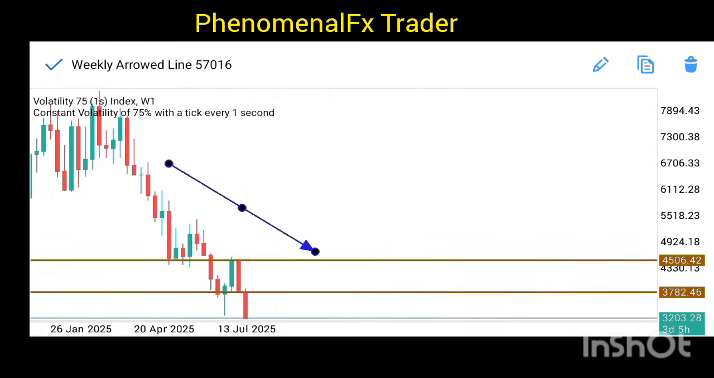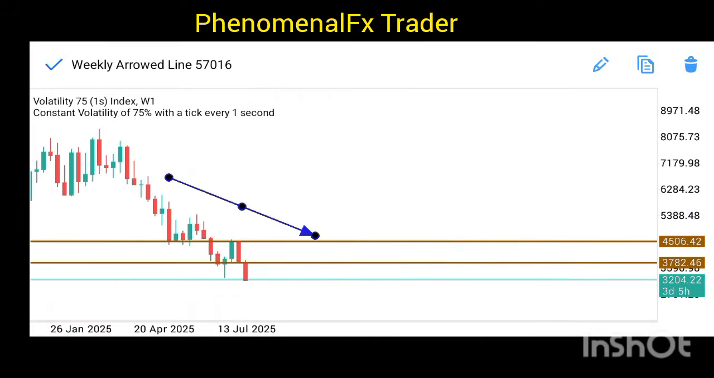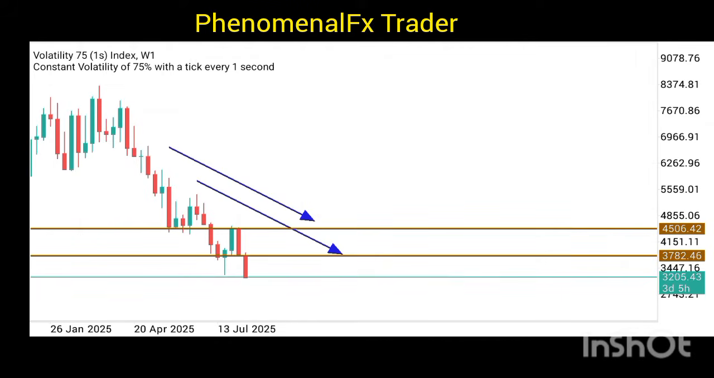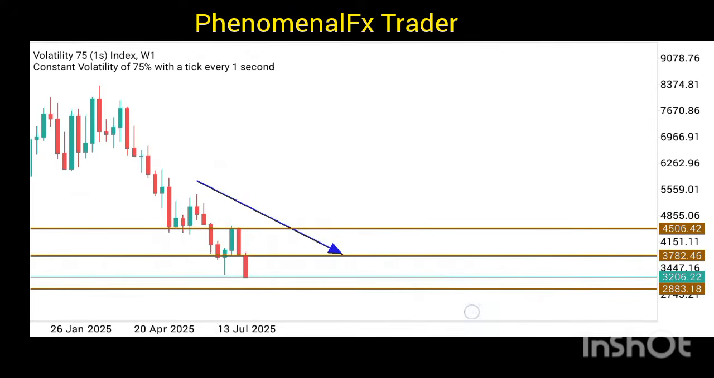All right, so we spot those zones, and there's another zone. The next zone is this particular one here. Excuse me. This is another zone right here.